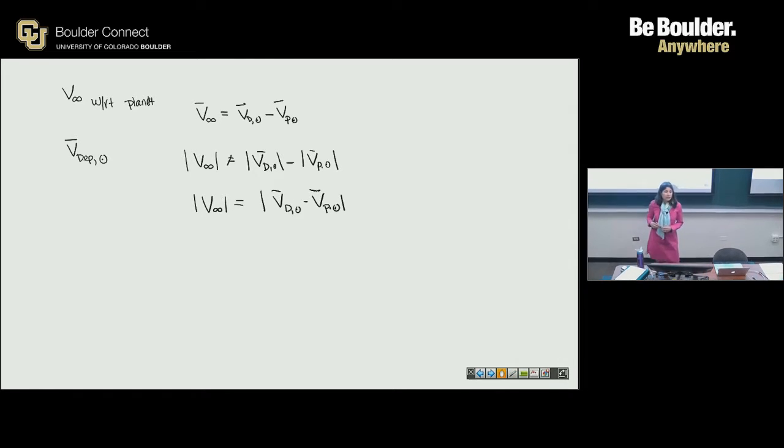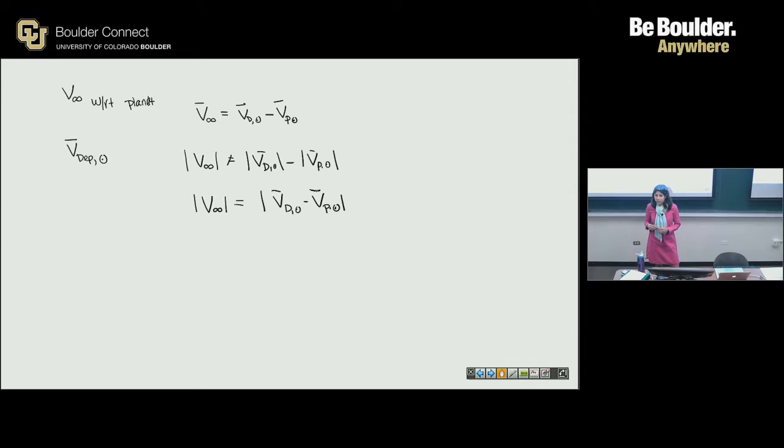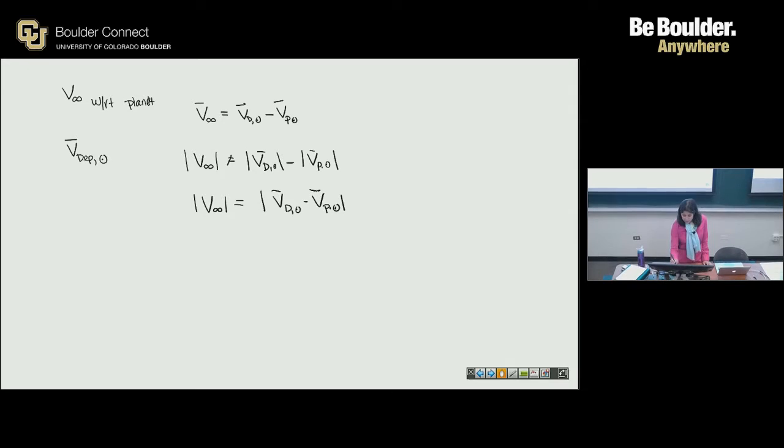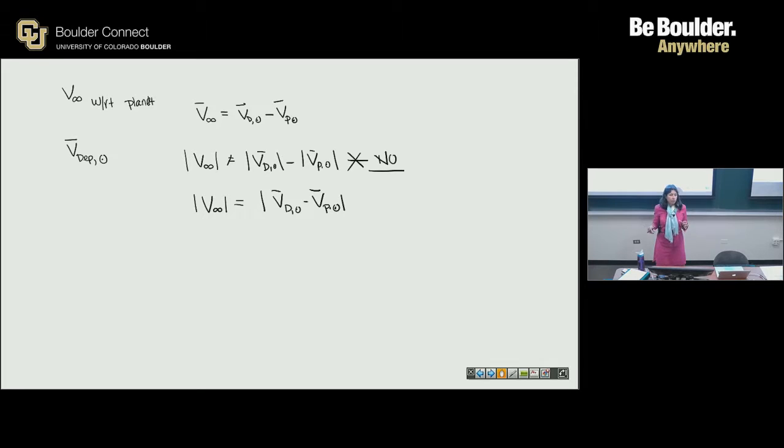So if you're getting a negative value for V infinity, take a look at your code and make sure that you're not doing this one. You want to take the magnitude of the difference of the vectors. That way you're accounting for the direction of the velocity and not just the speed.